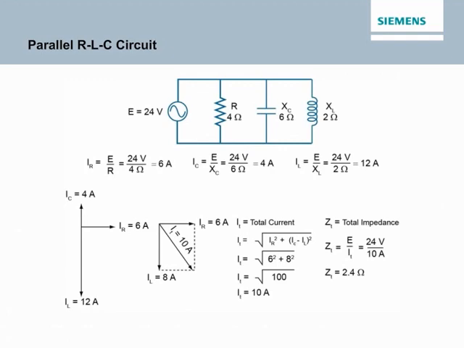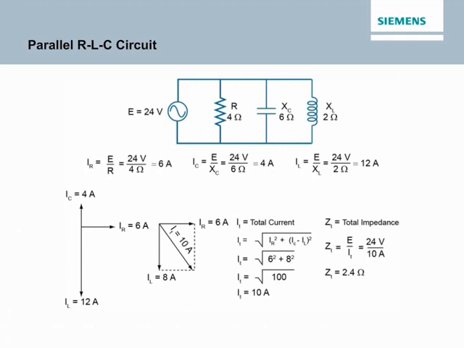When represented in vector form, capacitive current and inductive current are plotted 180 degrees apart. The net reactive current is determined by taking the difference between the reactive currents. The total current for the circuit can be calculated using the formula shown in the accompanying graphic. Once the total current is known, the total impedance can be calculated using Ohm's law.